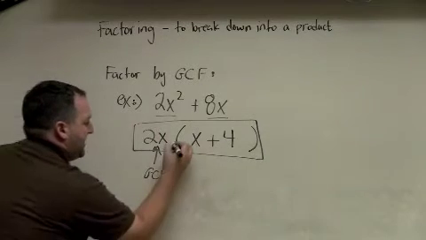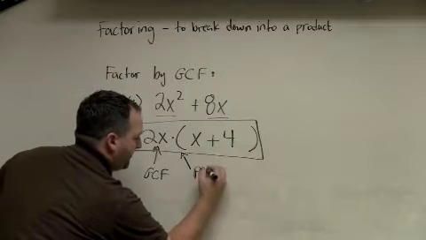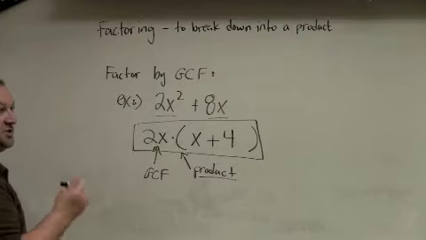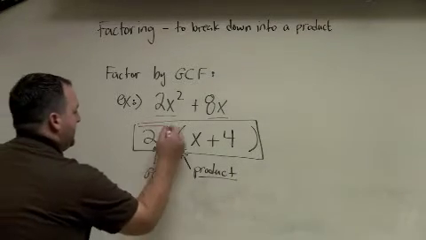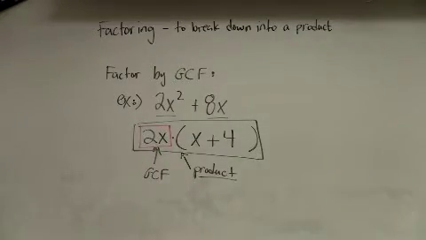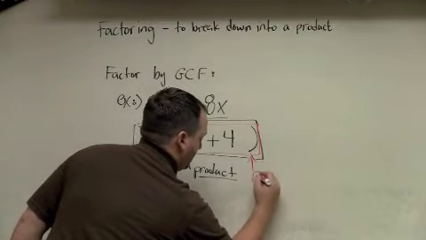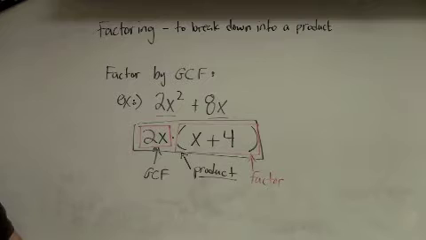How do I know we factored? Because this is a product. This is a product here. And a product means that I have broken it down into two factors. Okay? There's two factors here. The first factor is the GCF, which is 2x. The second factor is a binomial. The second factor is x plus 4. Okay. Now, we just went backwards.